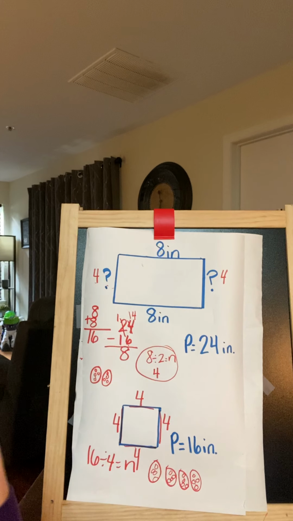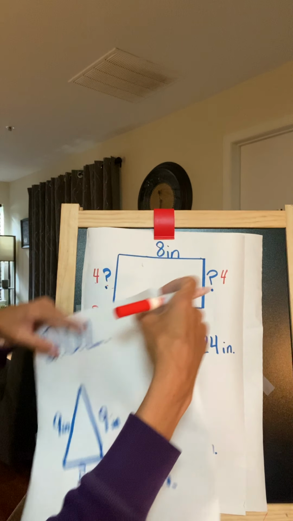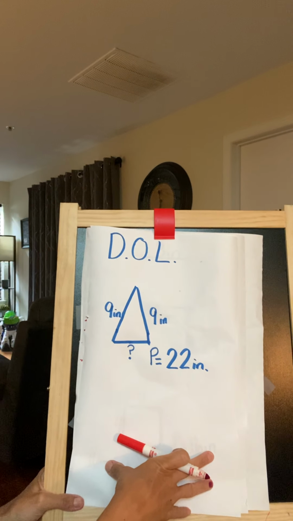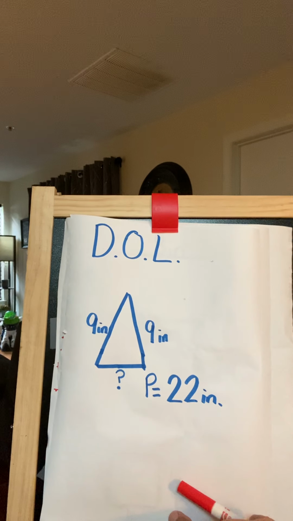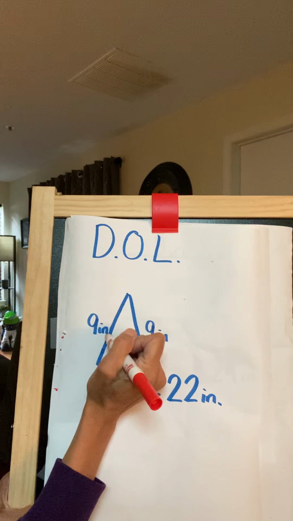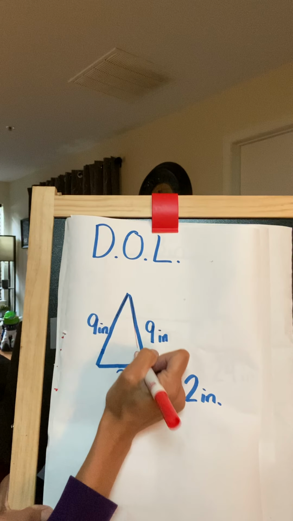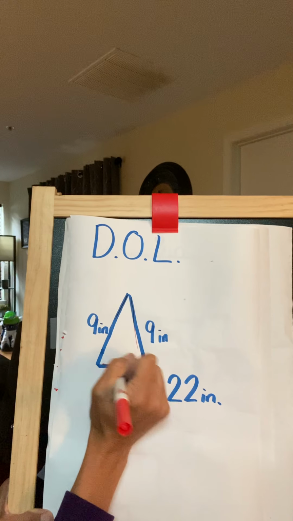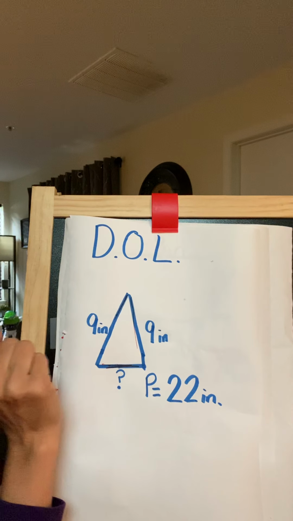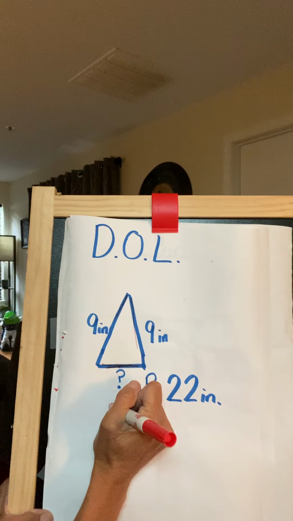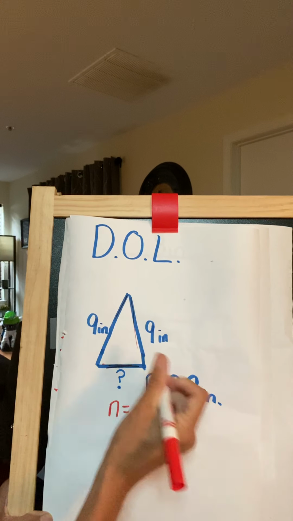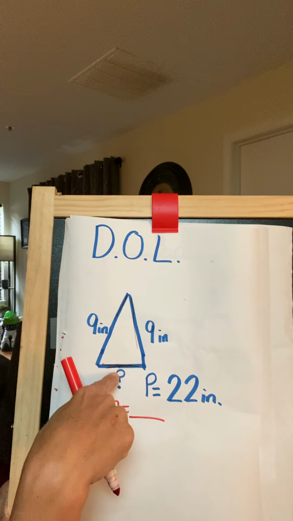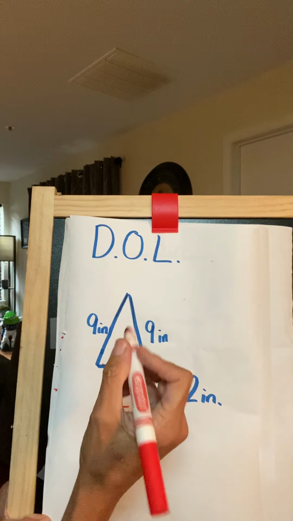Okay? So remember, when you have your total, you subtract to find the missing sides. So this one is your DOL. You have a three-sided figure, you have a triangle, okay? The total, that means this side plus this side plus this side is going to be 22 inches. We don't know this side. So right now you're going to tell me how I'm going to find my missing side. So N equals, right? That's your DOL. Remember, you have to add up and then subtract from what they give you, and that's going to find your missing side.